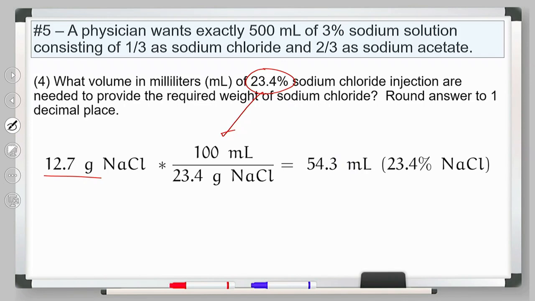If that's my target, 12.7 grams of sodium chloride, and I'm using a 23.4 weight per volume solution, that means 23.4 grams per 100 mils. I stick the 23.4 in the denominator so that grams cancel, and I have found my volume of sodium chloride. I need 54.3 milliliters of this concentration solution to essentially provide me my 5 grams of sodium.